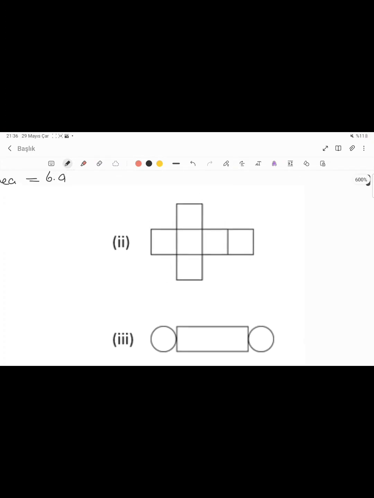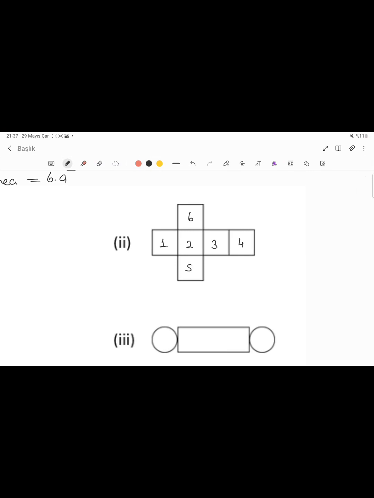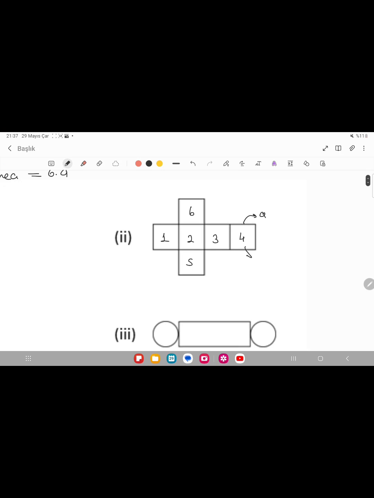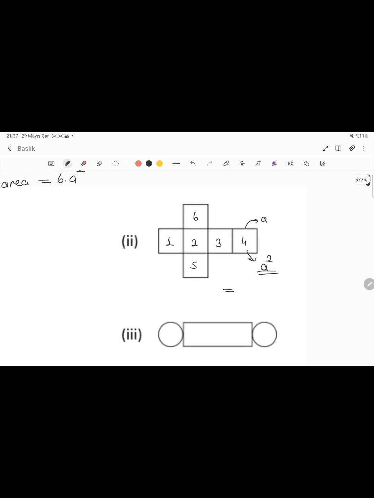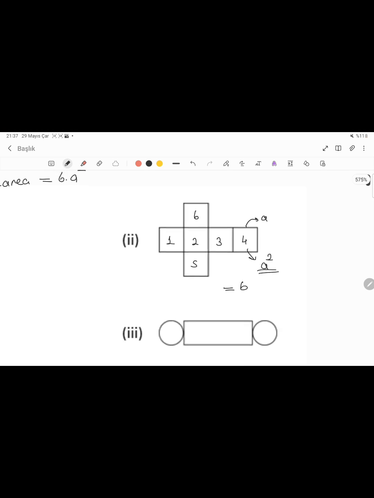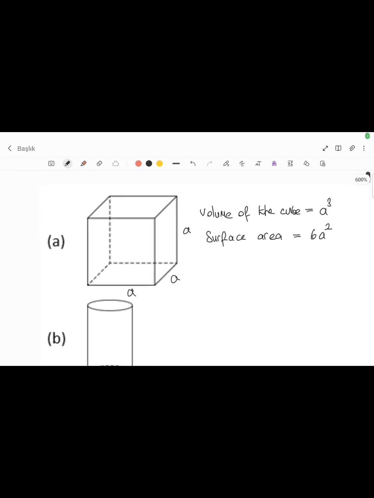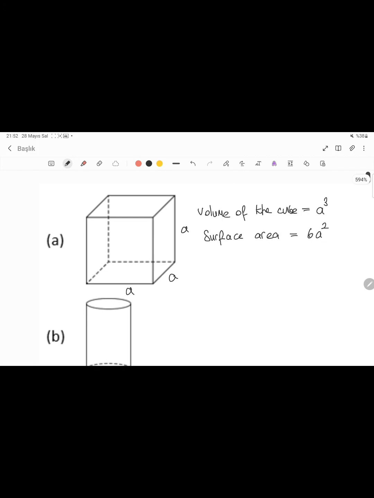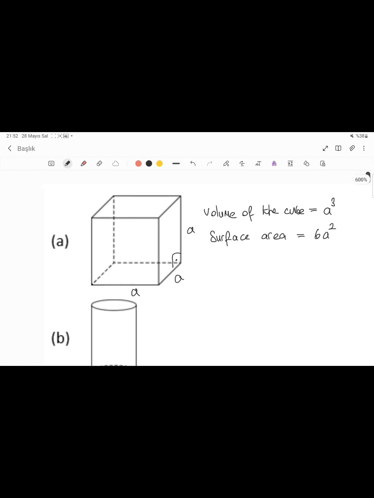In the expansion of the cube, we see 6 equal squares. We said that the side of each of them is A. Therefore, the area of each of them is A squared. And there are 6 in total. So 6 times A squared. Let's not forget that the angles at the corners of the cube are 90 degrees, because all of the surfaces are squares.